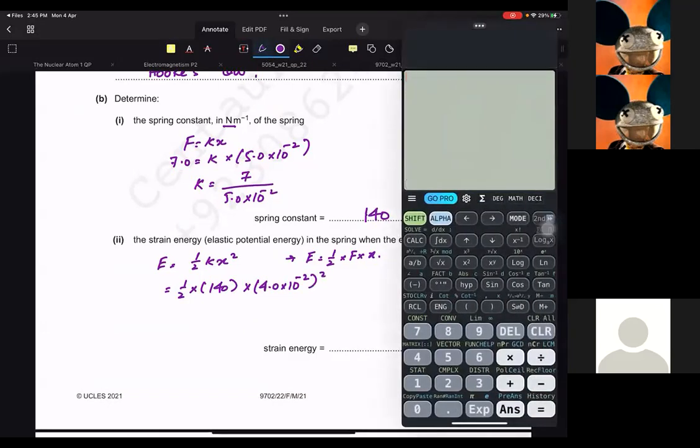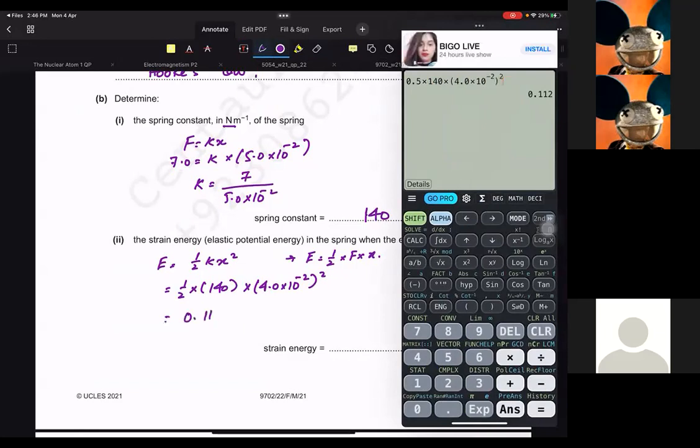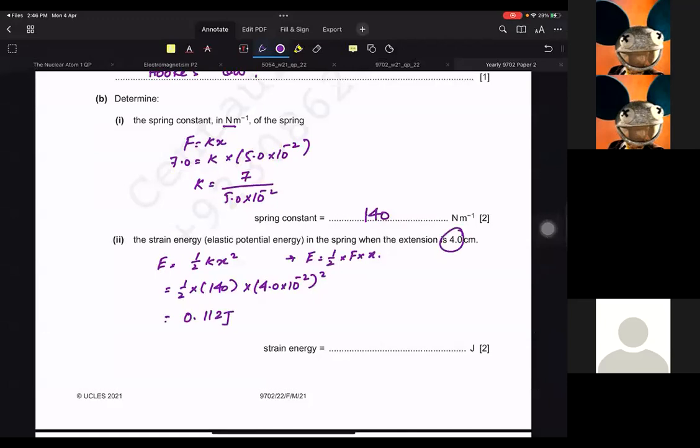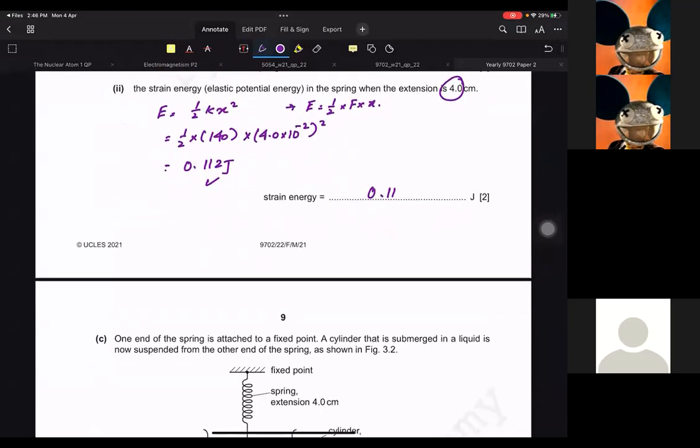Now let's do this. 0.5 times 140 times 4.0 times 10 raised to power minus 2, and whole square. So this is around 0.112 joules, because all my values are in two significant figures, like the minimum one. So I'm going to just write it as this. Well, this is also correct. So even if you've written 112, that's fine, right?